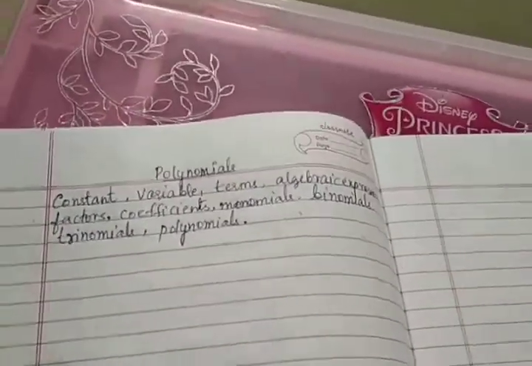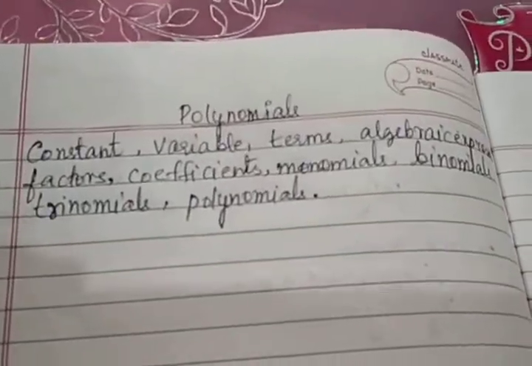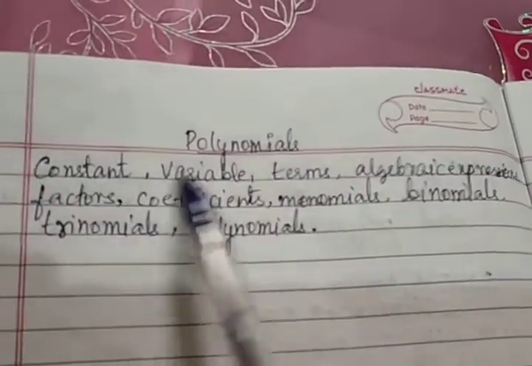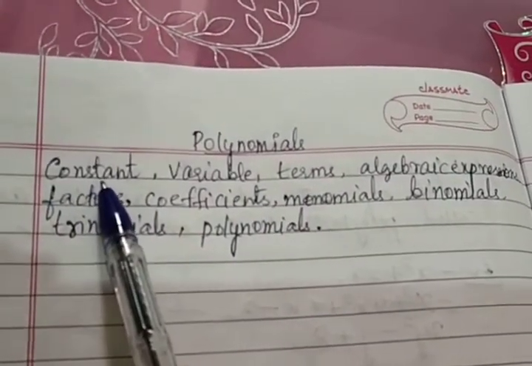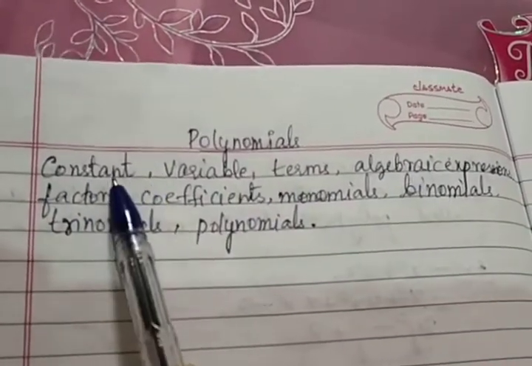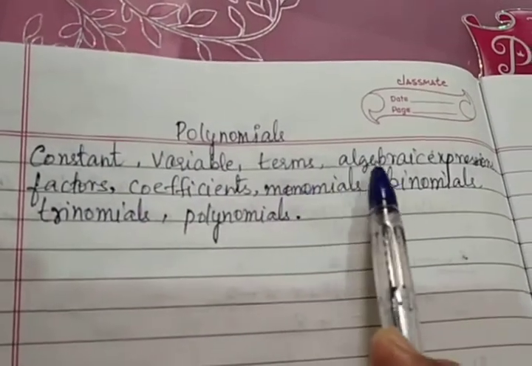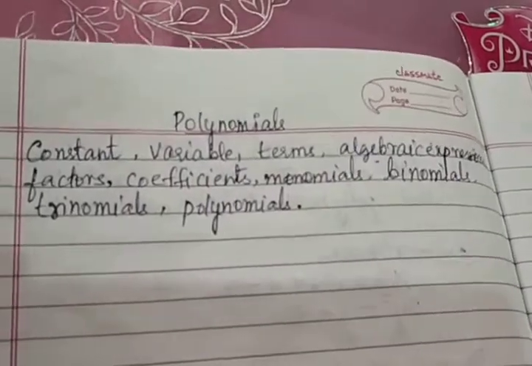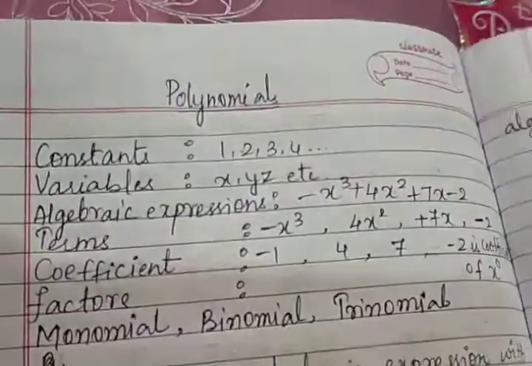Today I am here with the video of the chapter Polynomials of grade 9. To learn this chapter, you must have the knowledge of what these terms are: constant, variable, term, algebraic expression, factor, coefficient, and all these things. So let us just have a quick revise for this.